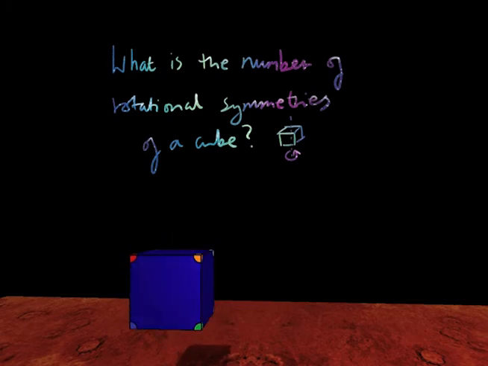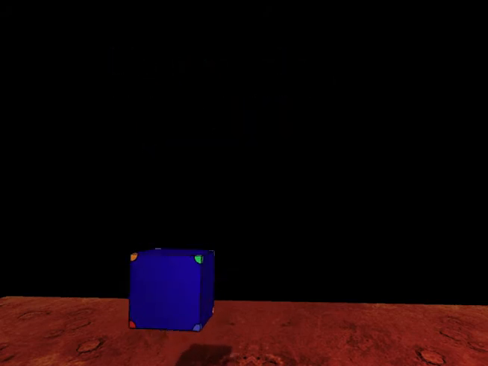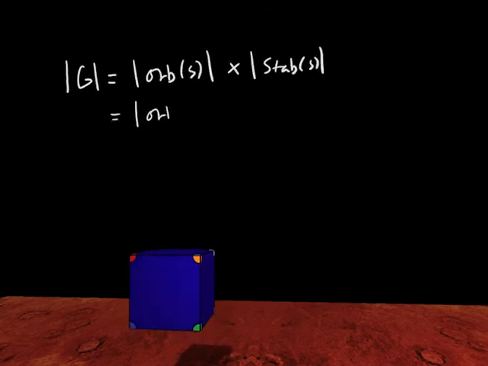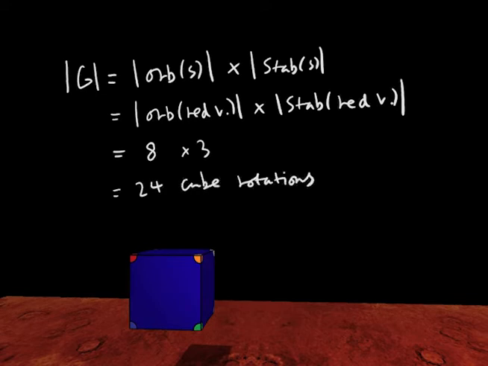That's 3 in total. For the orbit, see how we can rotate the red vertex to any of the other vertices. So there are 8 vertices in the orbit. Therefore, the orbit stabilizer theorem tells us that there are 3 times 8 equals 24 cube rotations in total. Here are all of them, if you're interested.